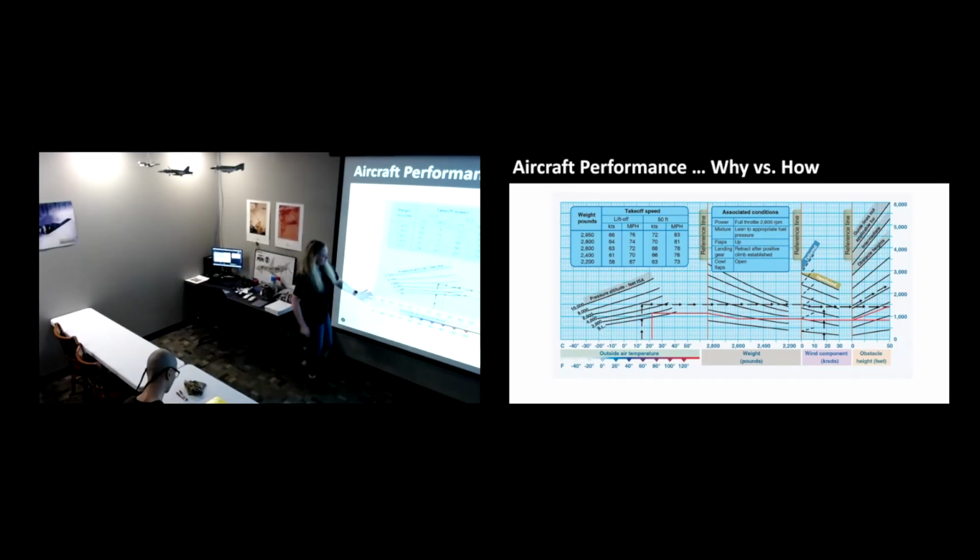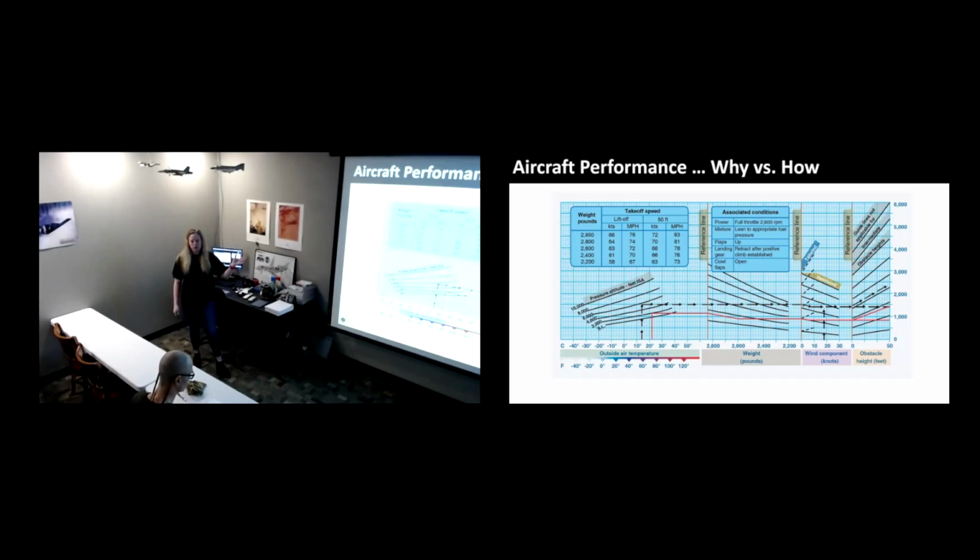So we start with temperature, then go to our pressure altitude, then weight has something to do with it, wind has something to do with it, and obstacle height. Okay. We're going to talk about how those things affect performance, and then we're going to actually use them to graph. Cool?